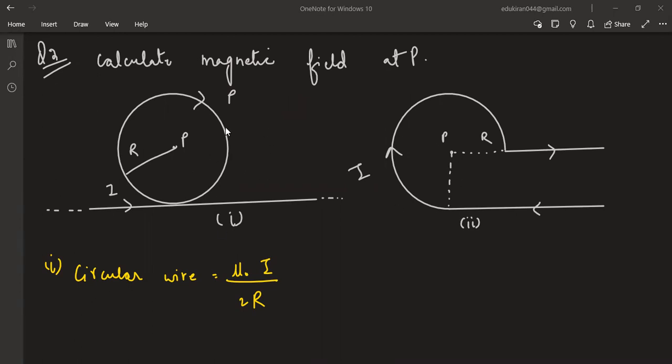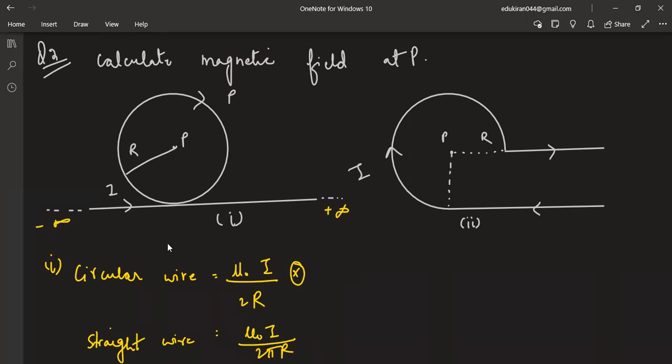See, regarding here, so curl your fingers here, what will happen? Your thumb will point inwards. If you curl your right hand clockwise, the thumb is pointing inwards. So I'll mark inwards. Regarding the straight wire, the formula is mu naught I by 2 pi r, because this is infinite, plus infinity to minus infinity.